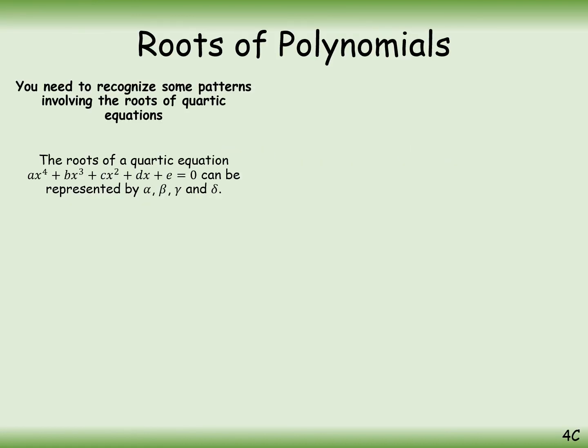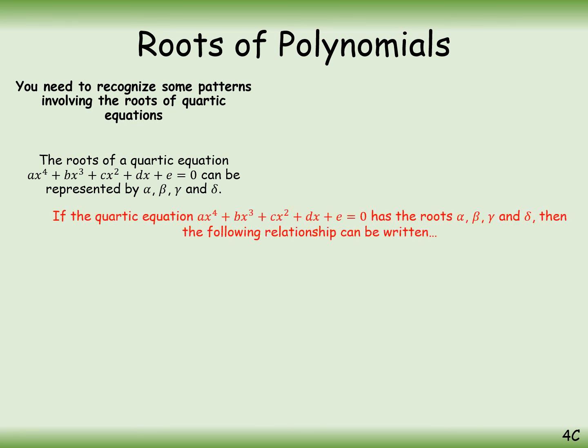Okay, so we're going to be looking at the roots of quartic equation. So quartic, your highest degree of polynomial will be x to the power of 4. And you could just call it ax to the 4 plus bx cubed plus cx squared plus dx plus e equal to 0. And here, because it's quartic, you could expect 4 roots. So we'll call it alpha, beta, gamma, and delta. So if the quartic equation has roots alpha, beta, gamma, and delta, then the following relationship can be written. So it's very similar to what we did with the cubic equation.